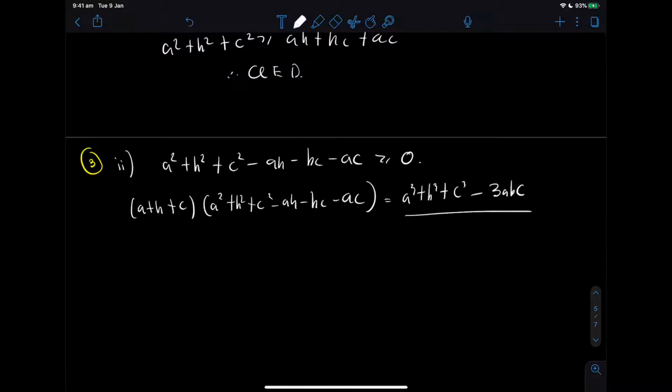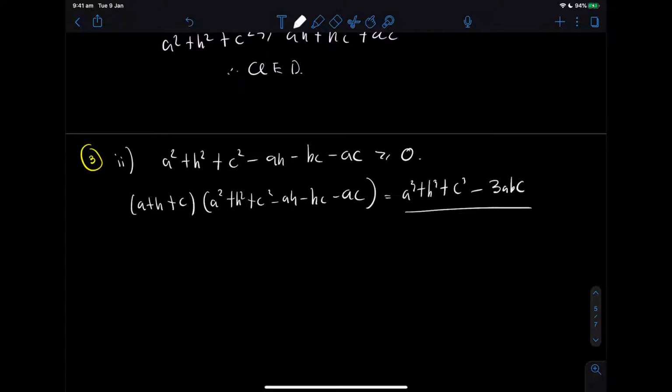Cool. So this expression, which is essentially what we're trying to prove, but obviously with a greater than or equal to sign there. Cool. So how we're going to go about that is we are going to start off with what we had in part 2. So let's just say part 2, this is what they gave us: a squared plus b squared plus c squared minus ab minus bc minus ac is greater than or equal to 0.